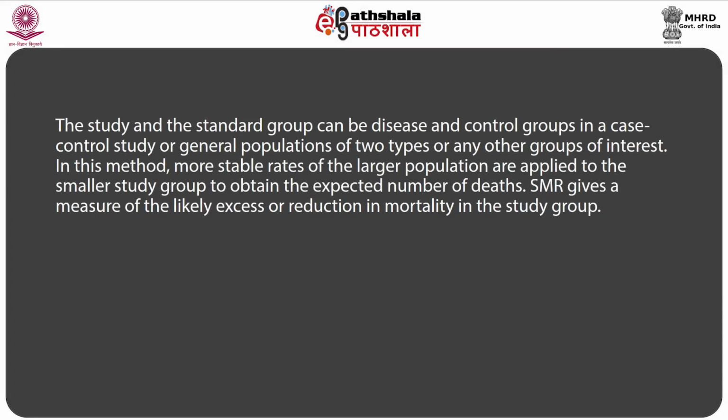The study and the standard group can be disease and control groups in a case control study, or general populations of two types, or any other groups of interest. In this method, more stable rates of the large population are applied to the smaller study group to obtain the expected number of deaths. SMR gives a measure of the likely excess or reduction in mortality in the study group.